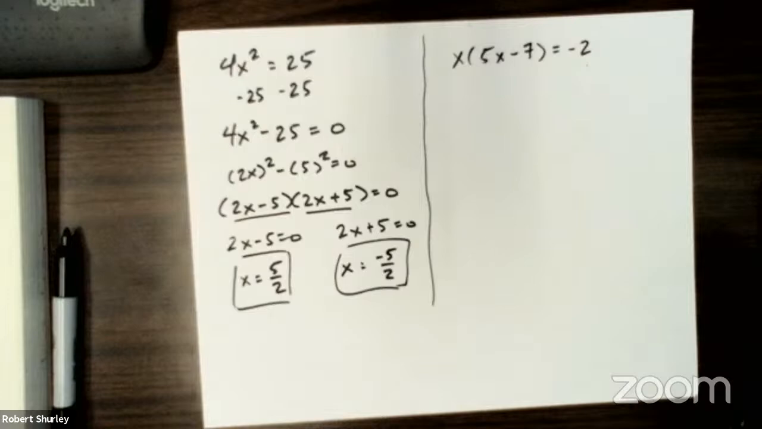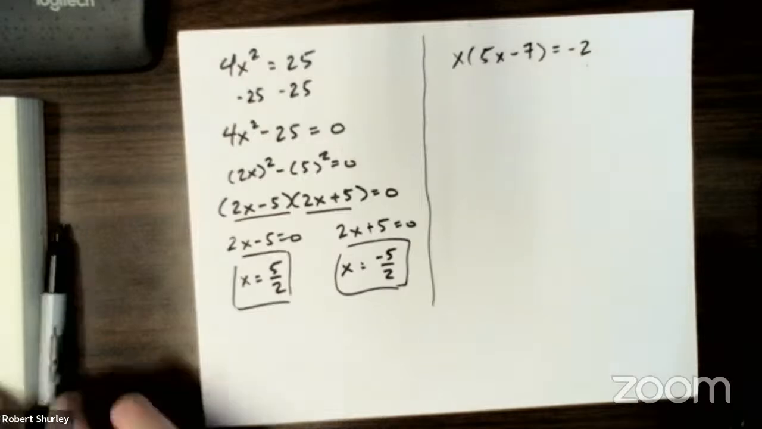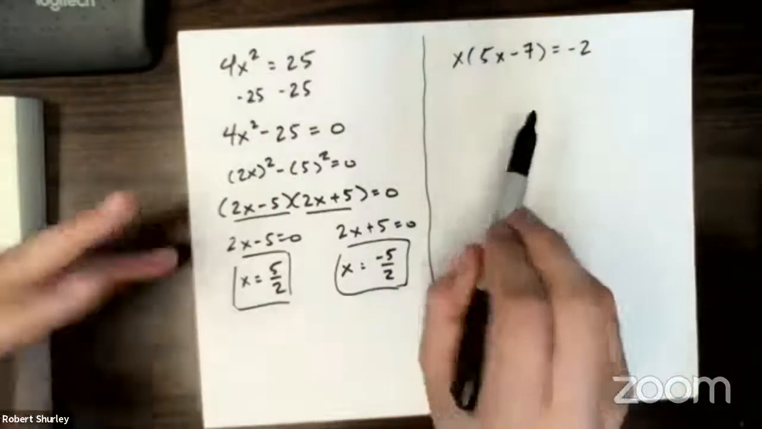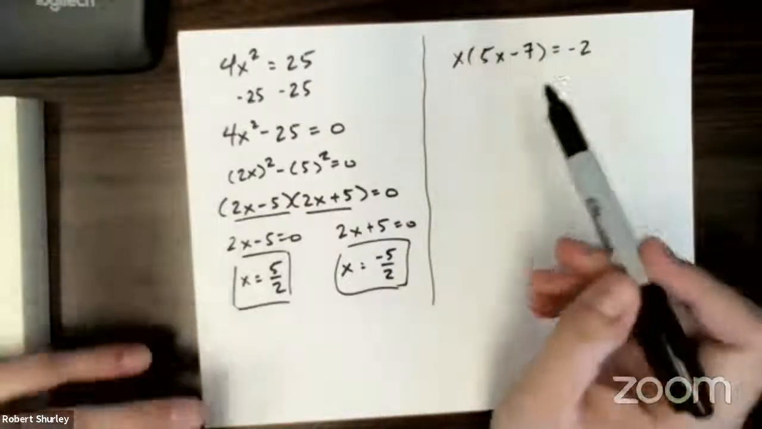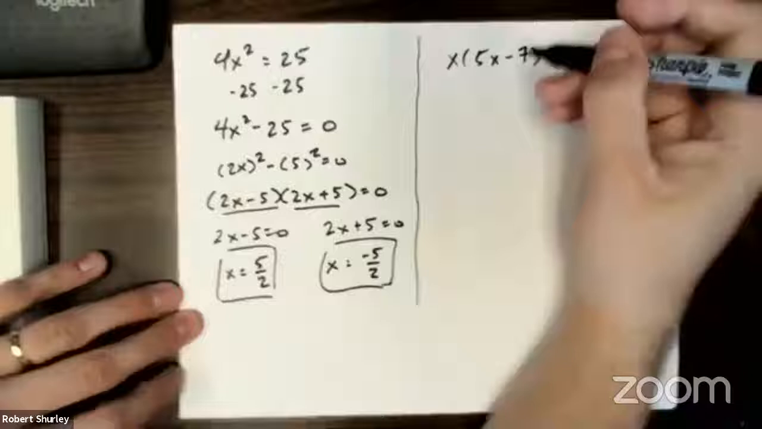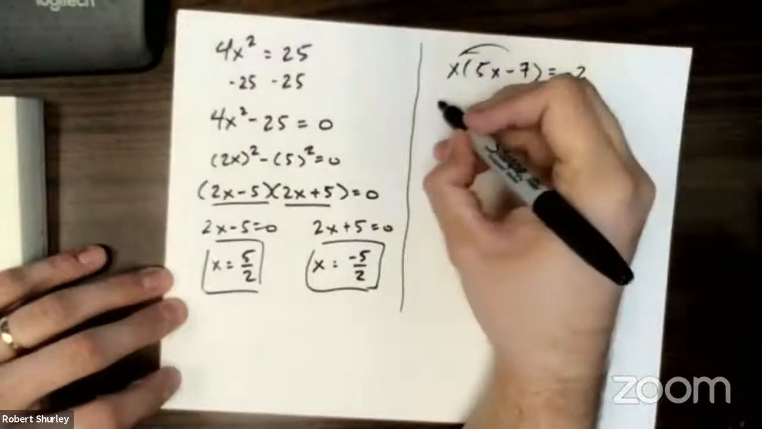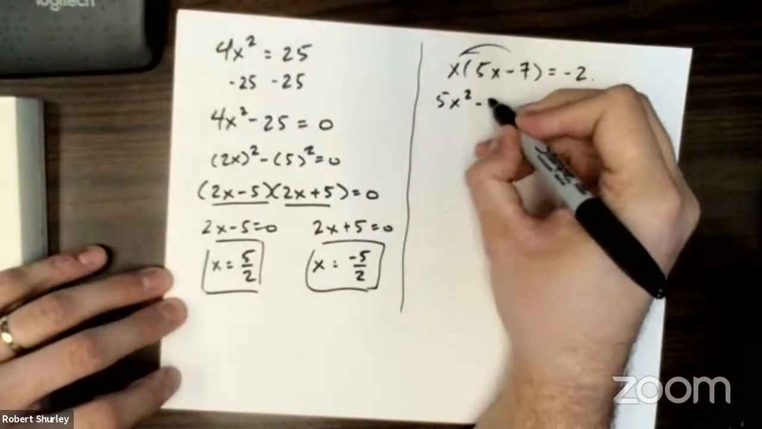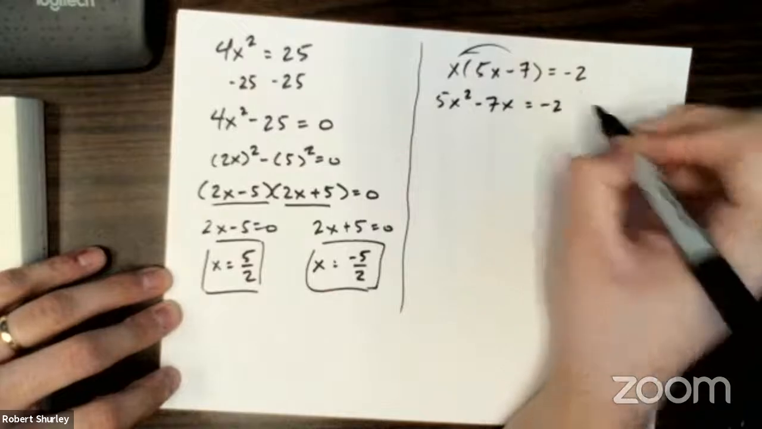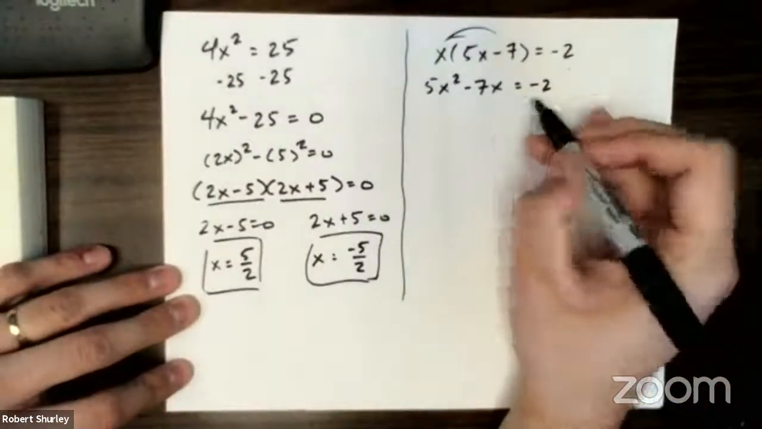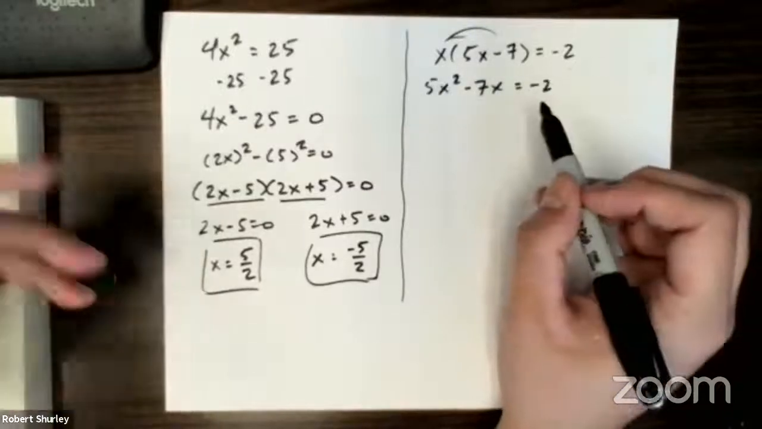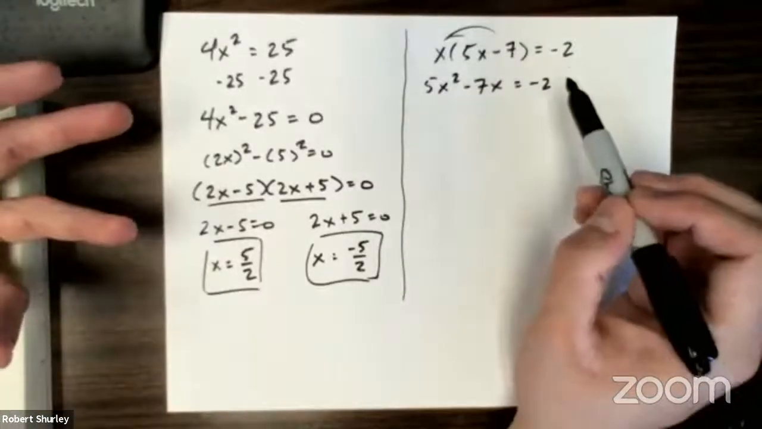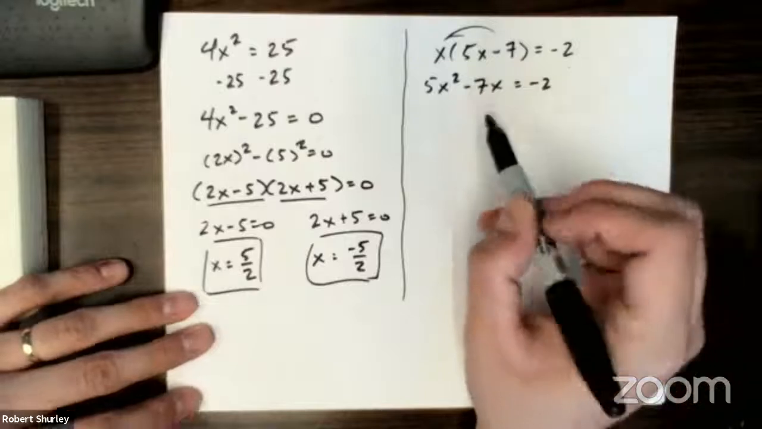equals negative 2. Okay. So first off, I've got to get it into a trinomial polynomial form, right? Polynomial forms do not have parentheses. So I'm going to distribute the x to get rid of the parentheses. I get 5x squared minus 7x equals negative 2. Then I'm going to add the 2 over because now we've almost got a polynomial form. I guess technically it's polynomial form, but you've got to get 0 on one side of the equation.